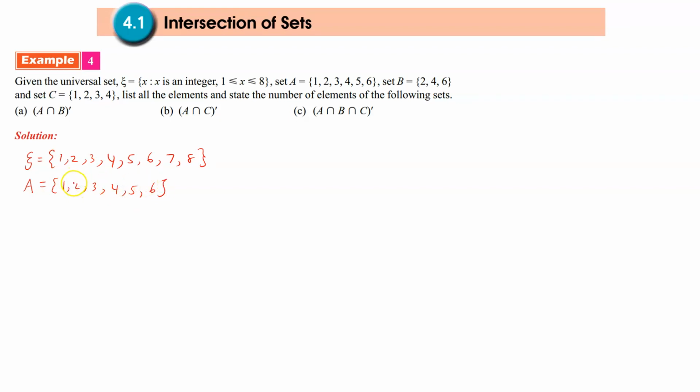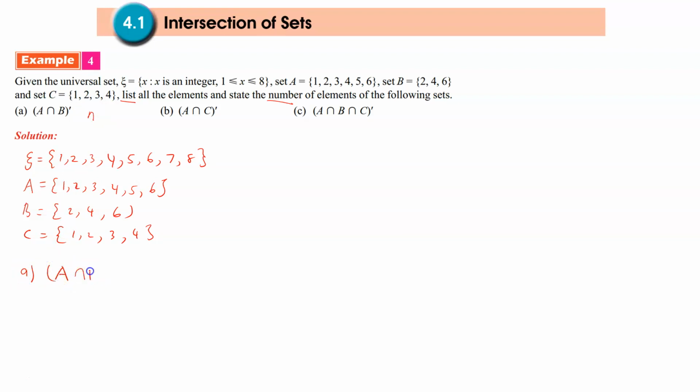Biasakan diri awak tulis balik. Sebab ini dekat soalan kan. So, set B is 2, 4, 6. And C is 1, 2, 3, 4. Yang ni dia dah bagi. Tak payah buat banyak. 1, 2, 3, 4. List all the elements and state the number of elements of the following set. So, dia nak first awak list, then state the number. Kalau the number ingat ada huruf apa? Ada small letter N. So, kita tengok A dulu.